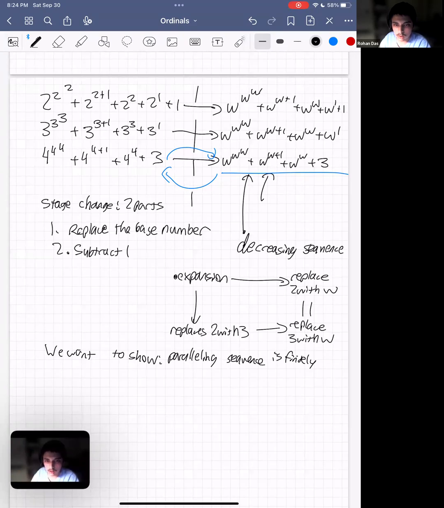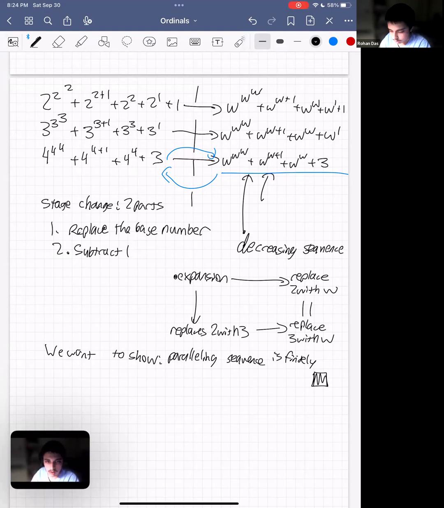So, and I'm not going to prove that because I think it would be too technical for this talk. So the paralleling sequence cannot go on infinitely long, and therefore the original sequence cannot go on infinitely long either. So therefore, we have finished this proof.